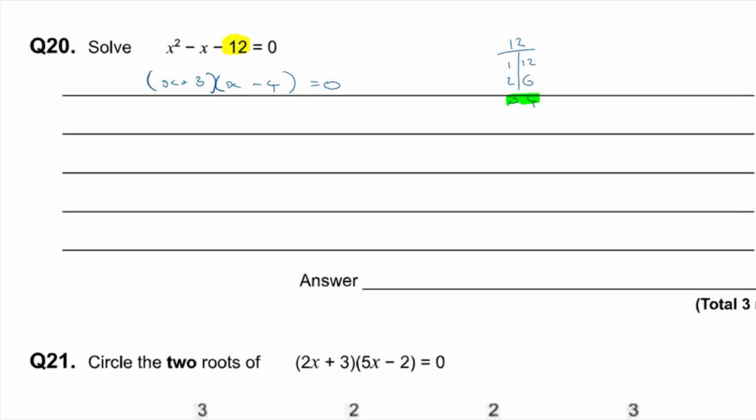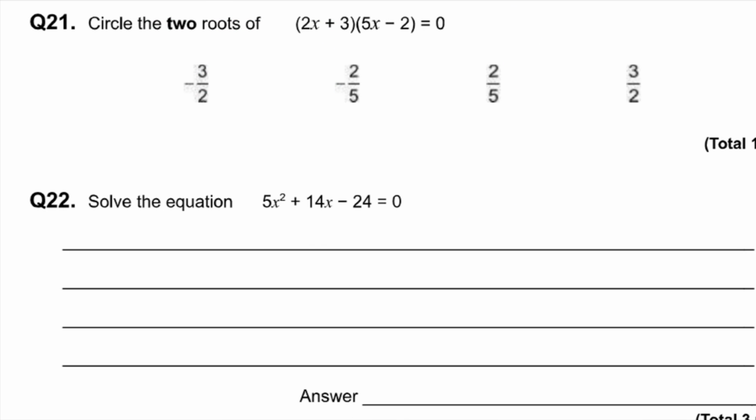If two things multiply to give 0, one of the things must have been 0 to start with. So if this first bracket was equal to 0, then if x plus 3 is 0, x must be minus 3. Or if this bracket is equal to 0, if x minus 4 is equal to 0, then x must be 4, because 4 take away 4 is 0. So my second solution is x equals 4. Just take note, in the factorised form and the final answer, the signs flip over, don't they? So x equals minus 3, x equals 4.